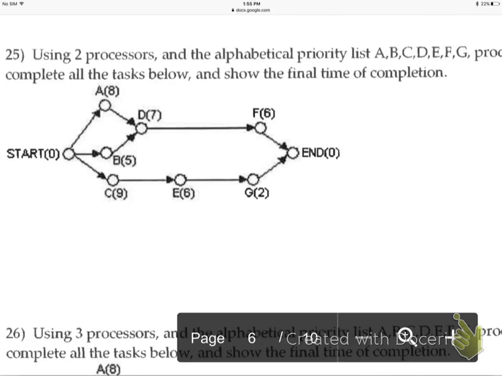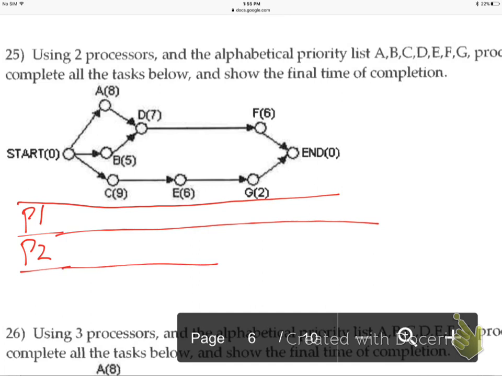All right. So, how you doing on 25? We got 25 minutes, so let's give it a try. So processor 1, processor 2. Well, maybe we better leave a little room here.